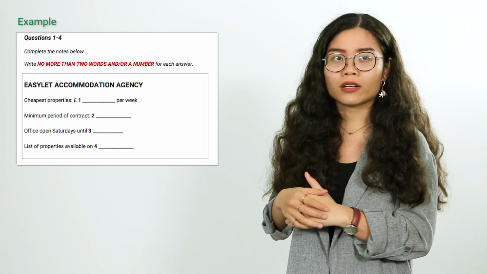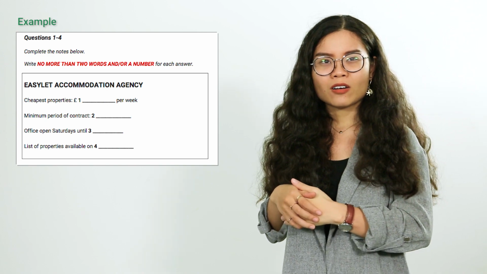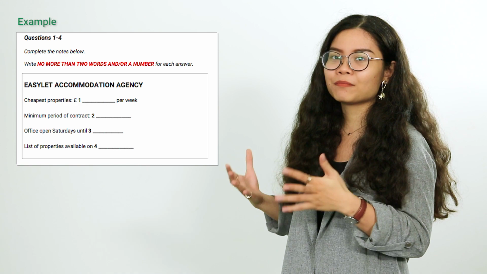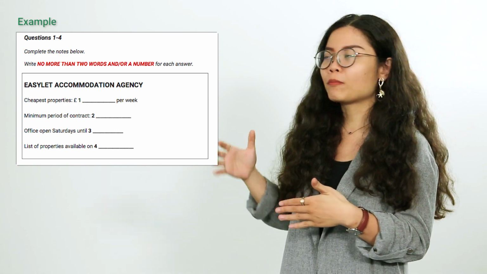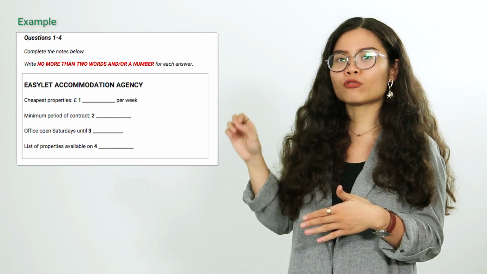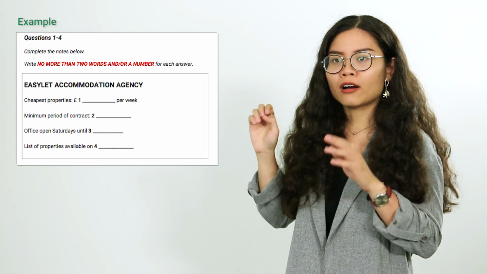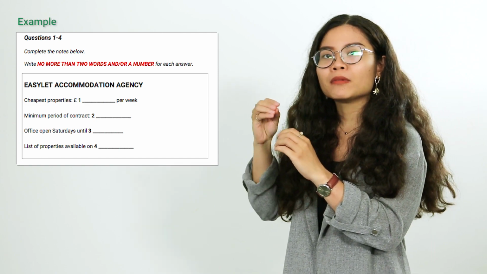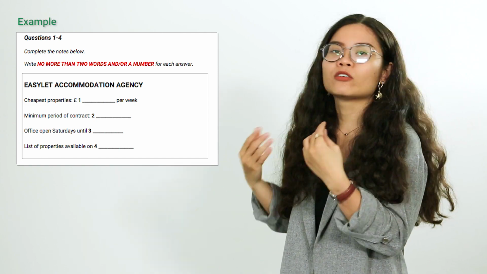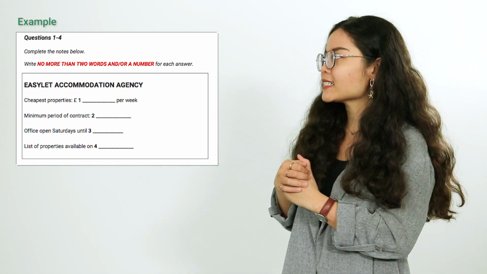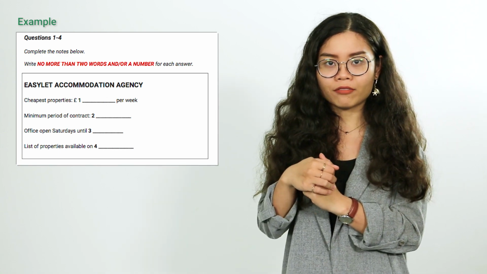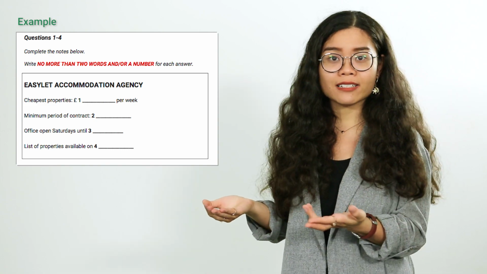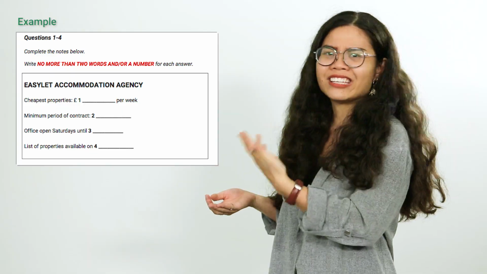And the third one, office open Saturdays until. So definitely open and until. It could be time and date. So pay attention to this, but however, don't try so hard to forcefully give your opinion about only this one because it might be wrong. So your guess might be wrong. So just have an open mind when you listen. And the last is list of properties available on. So my guess, I would predict it would be about a date, time and date, or could even be year.